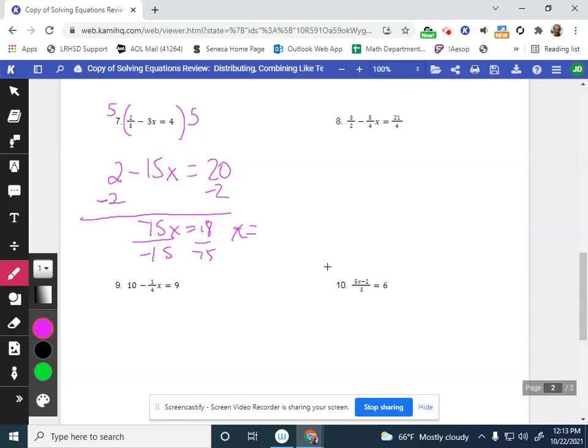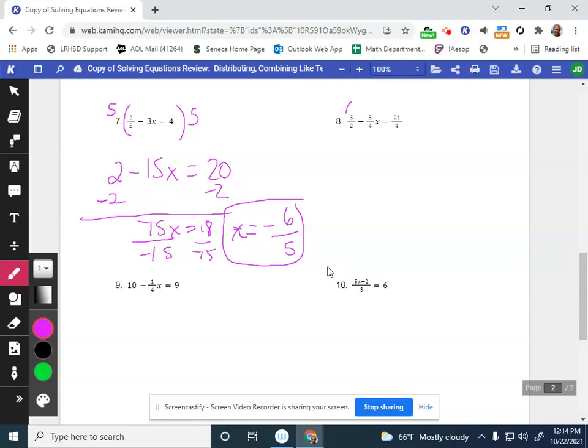And x equals, I don't want to leave it as negative 18 over 15 because 3 goes into both of those. So I want to reduce that. Your calculator will also do that for you. 3 goes into 18 6 times and into 15 5 times. So there's my final answer.